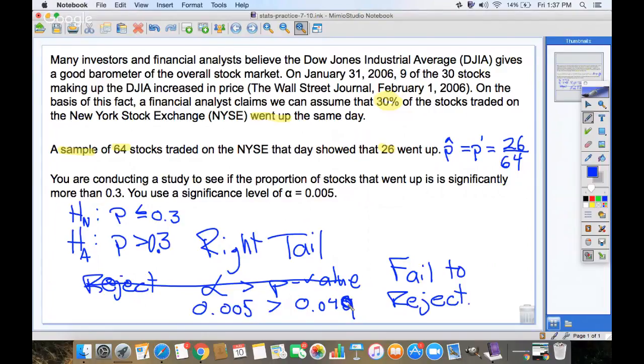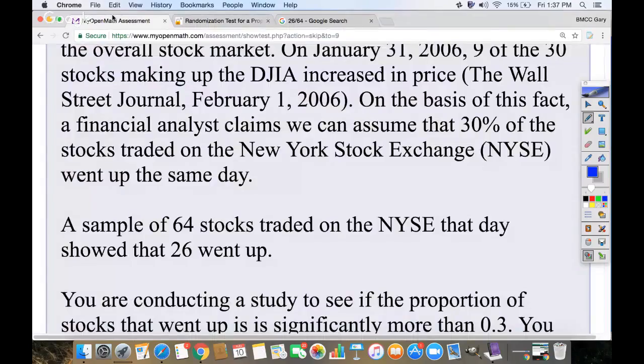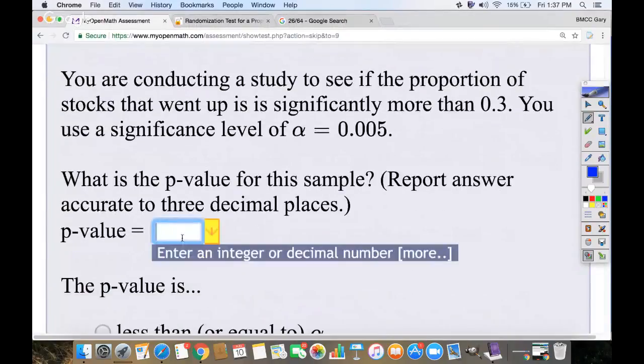So then we could say, hey, let's reject the null. We're far enough away, but just barely, right? 4.9% versus 5%. But here we were told to be even more selective, basically. So let's see what it looks like to finish this problem online. So in our homework, I was asked to calculate a p-value based on this simulation, and I got 0.049.